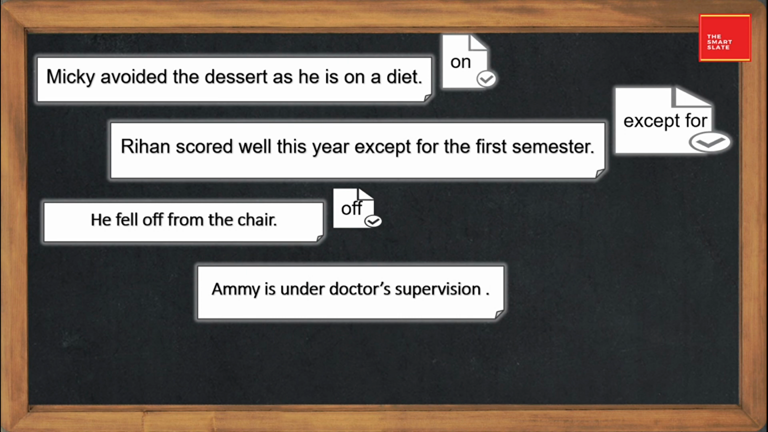Or whenever you say you are robbed of something, or someone died of something. So whenever you try to show the condition or current situation based on current circumstances, you use the word of. Amy is under doctor's supervision. So the current condition or circumstance is someone is under someone's supervision. So under becomes the preposition of condition.